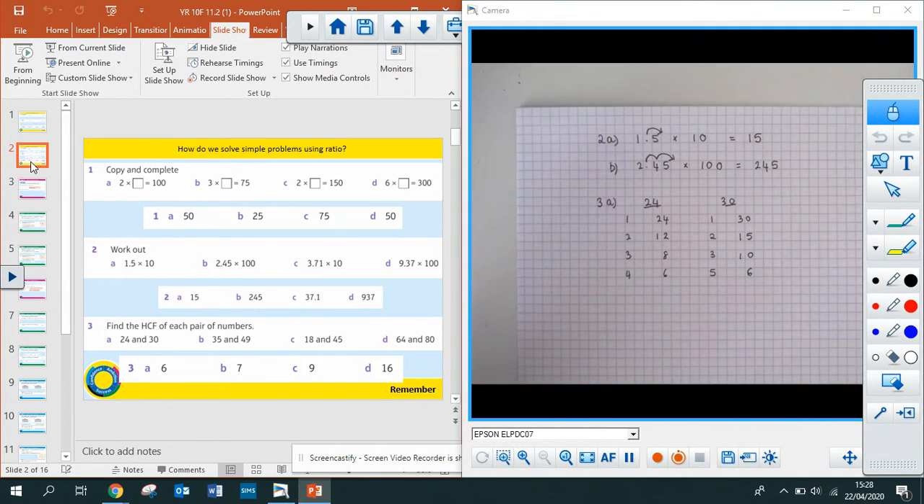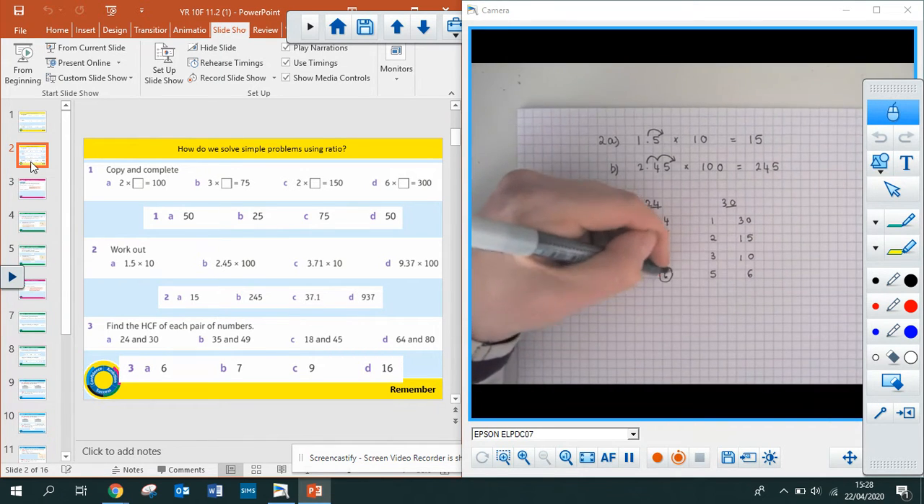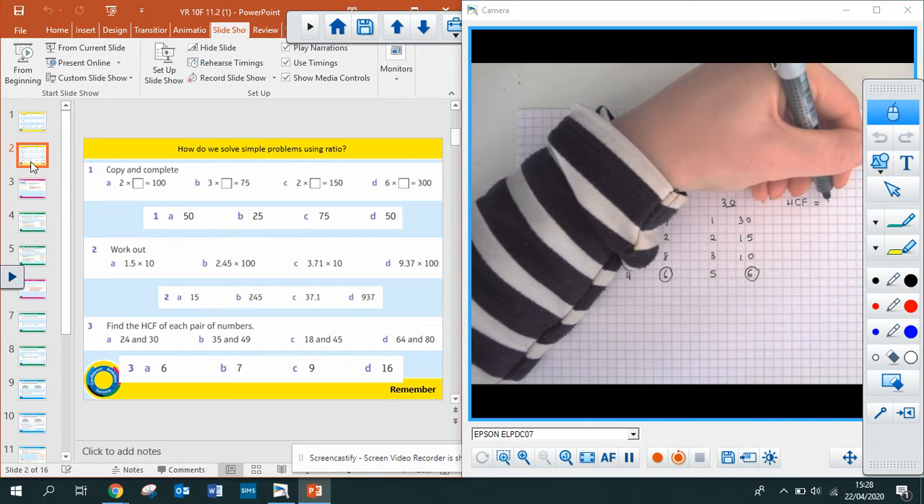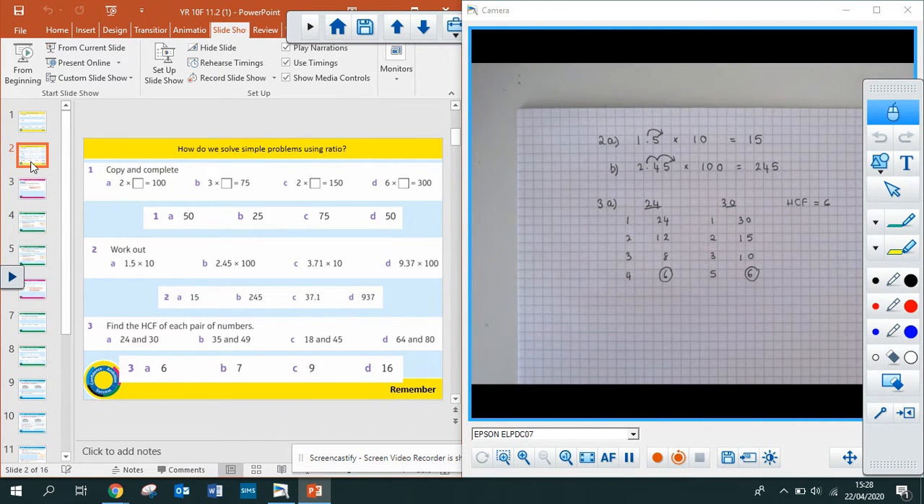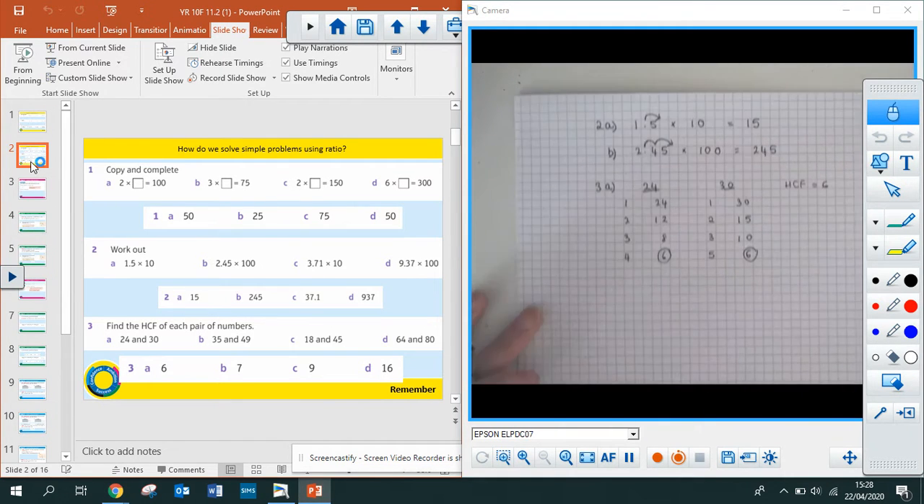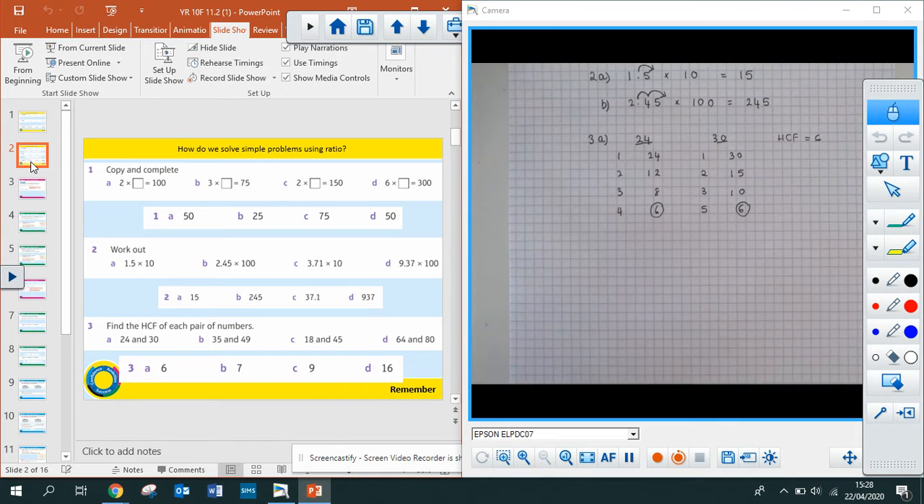Okay, then you look at the highest number that's in both lists. In this case, it's going to be 6. So your HCF is 6. Okay, I'll do it for part B as well, and then you can just look at the answers for the rest. Okay, I hope that's enough so that you understand.